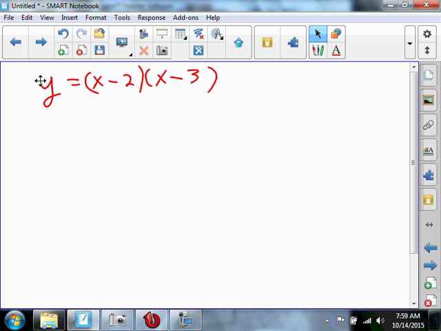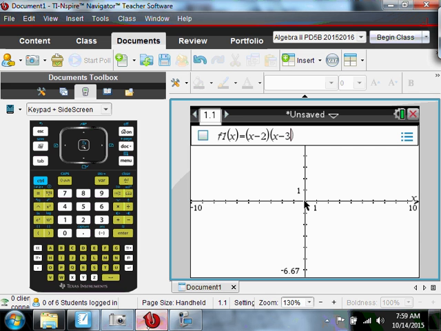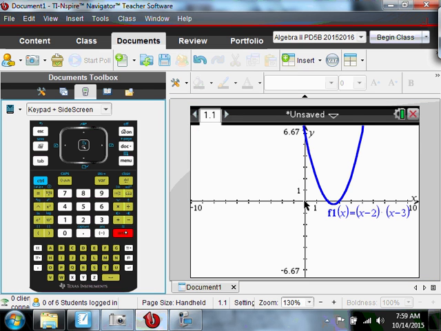Do we think we know if this graph's going to open up or down? We're thinking it's going to open up. Why do we think that? Because the parentheses are opposites? Not necessarily because of that, but we're onto something. It is going to open up for sure. Check it out. Look what it looks like.